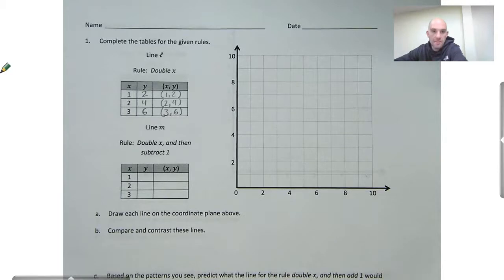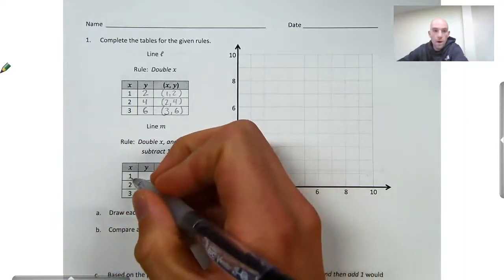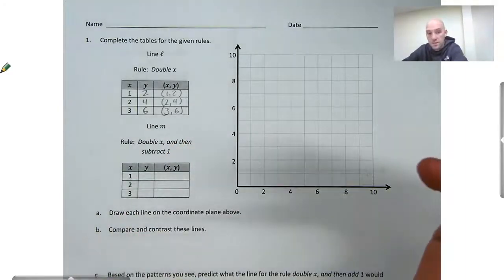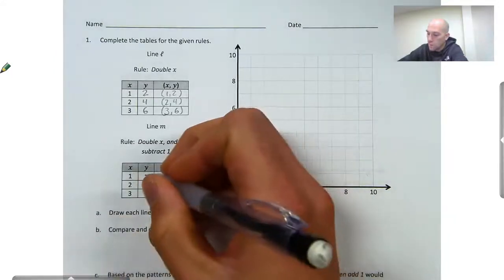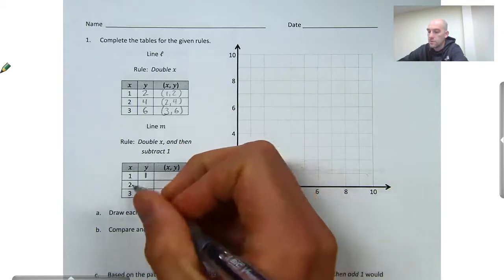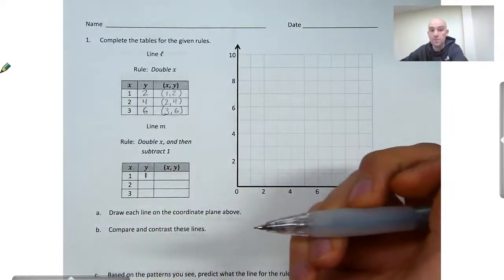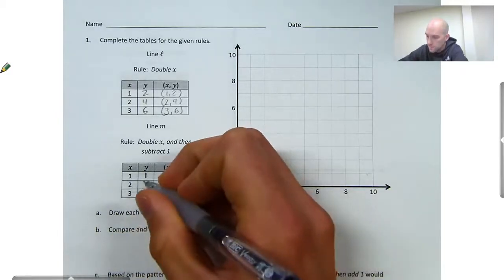And then line M, now our rule is double x, then subtract 1. So here's where we're going to be multiplying and then also subtracting as part of our same rule. So this is going to be kind of a two-step process here. So we have 1. If we double 1, we get 2. We subtract 1 from 2, we get 1. So we'll do the same thing with 2. If we double 2, we get 4. We subtract 1, we get 3.